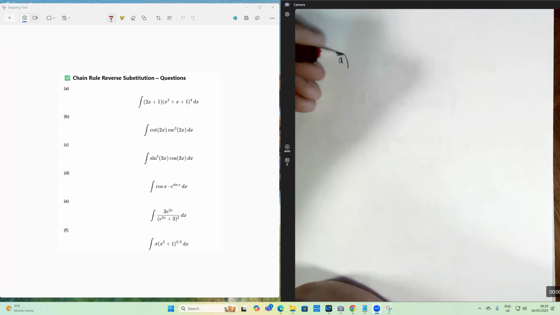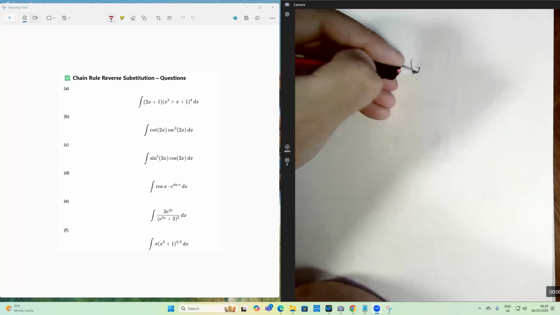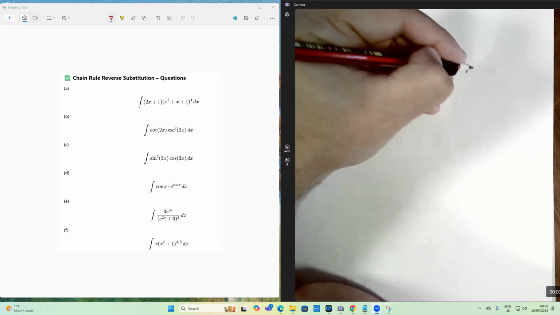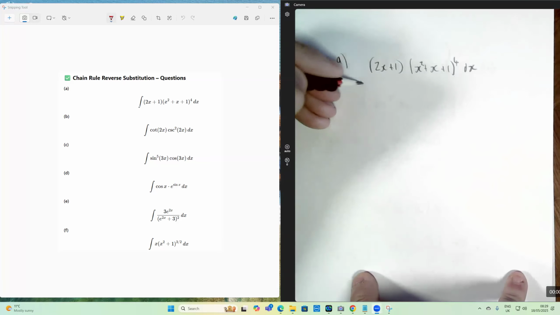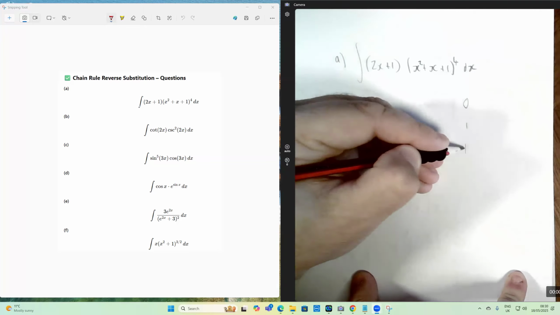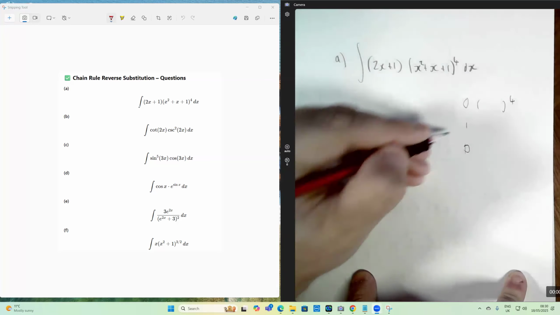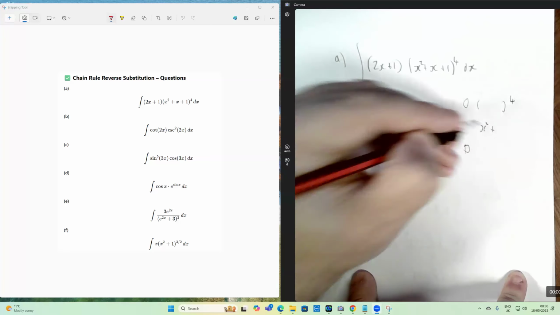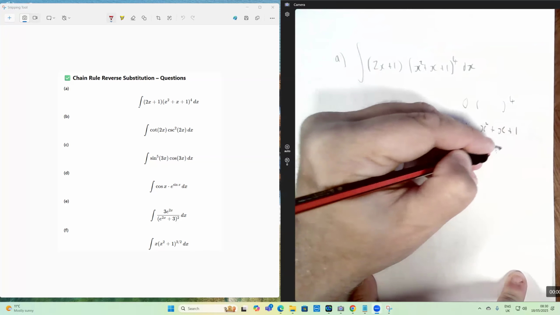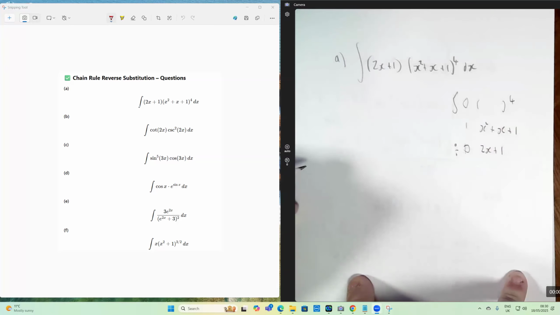In this one, A, we have 2x add 1, and this whole thing is (x² add x add 1) to the power 4, dx. So I'm going to be integrating that. I need to integrate the outer and divide by the derivative of the inner. So here I'm going to write down OID. My outer is something to the power 4. My inner is x² add x add 1. My derivative is 2x add 1. I'm going to integrate the outer and divide by the derivative of the inner.